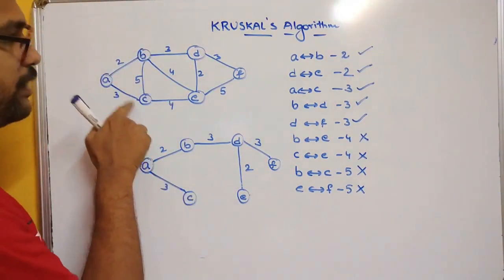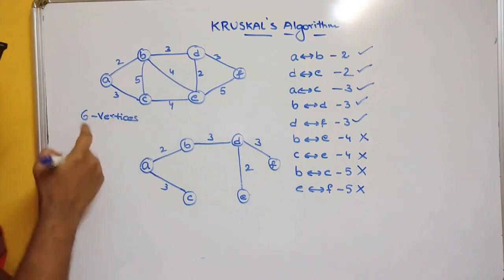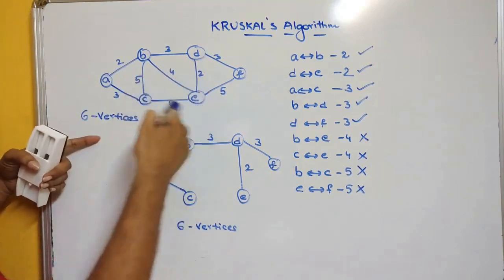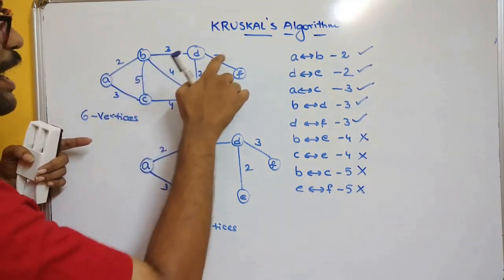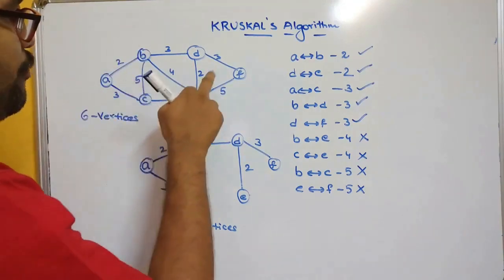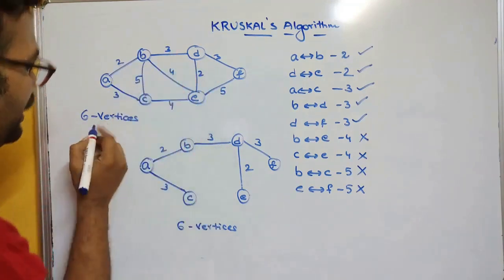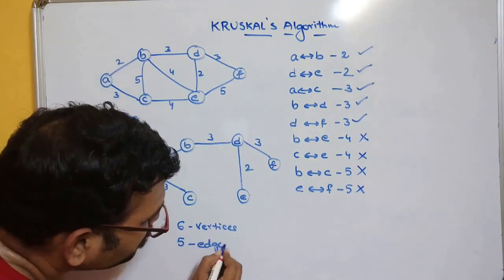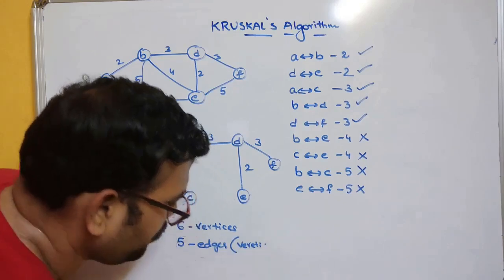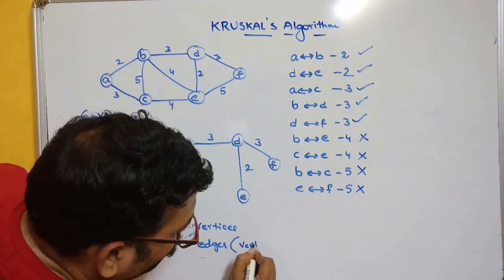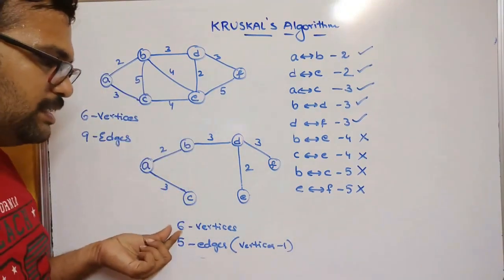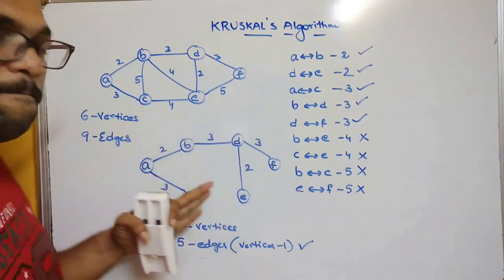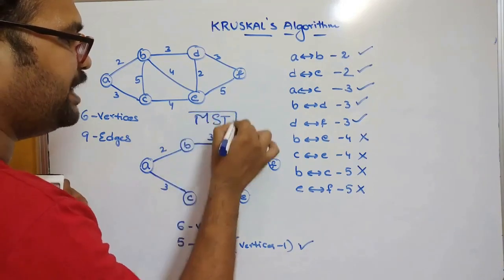So you can see in our graph there are 6 vertices, and our spanning tree consists of 6 vertices. Right? And here the edges 1, 2, 3, 4, 5, 6, 7, 8 and 9. So there are 9 edges in the graph, and in the spanning tree you can observe 1, 2, 3, 4 and 5. So 5 edges, which is nothing but vertices minus 1, right? If there are n vertices, there should be n minus 1 edges. So it satisfies. Now you can observe all the vertices are covered, so we can consider this as a minimum cost spanning tree, which can be represented as MST, minimum cost spanning tree.